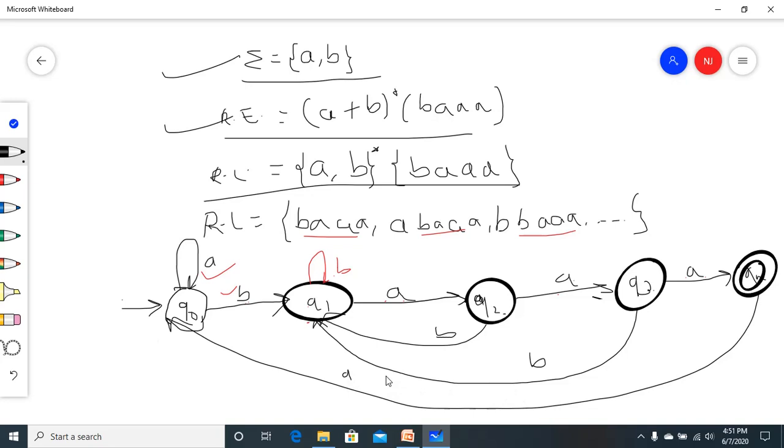So we have that here. What about B? If we put B here, then the problem is that the string BAB is also acceptable. It is also not part of our language. So what do we do? We have to make a transition from this to this, where B transits loopingly.